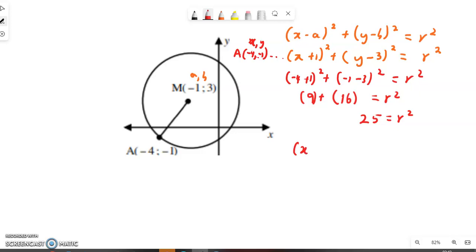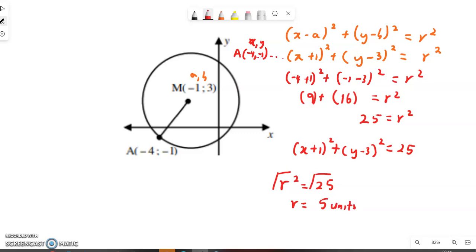So therefore, the equation for this particular circle is (x plus 1) all squared plus (y minus 3) all squared is equal to 25. So therefore, for the size of the radius, r squared is equal to 25. To calculate the size of the radius, you just take the square root. So r is equal to 5 units.